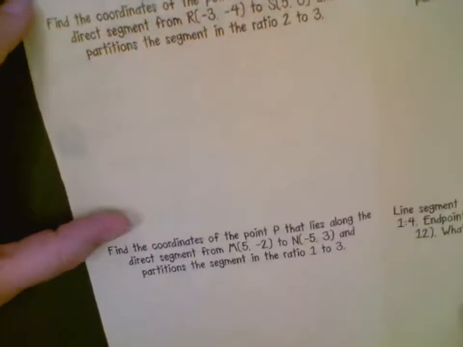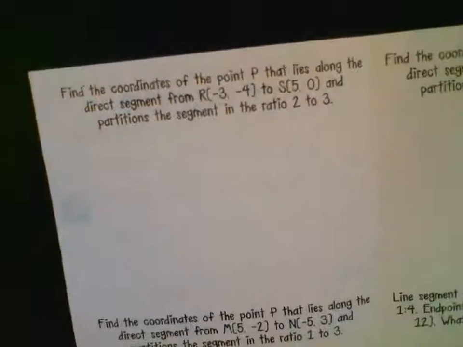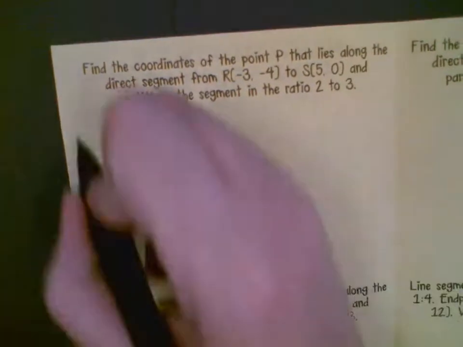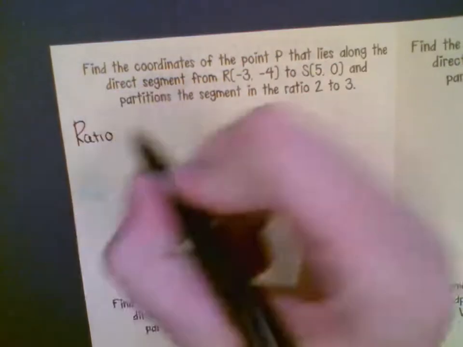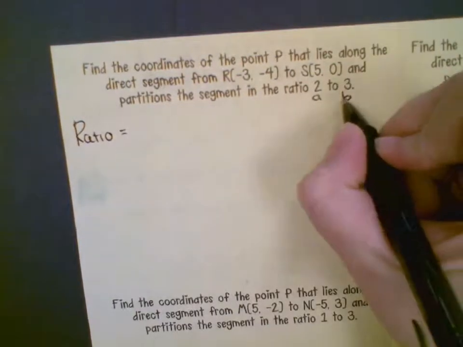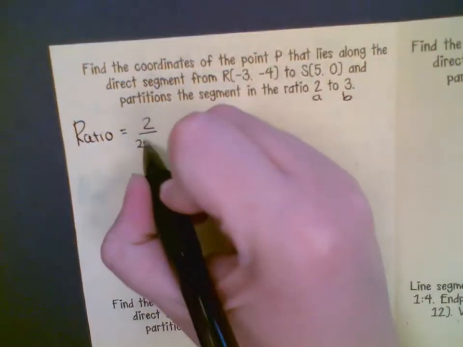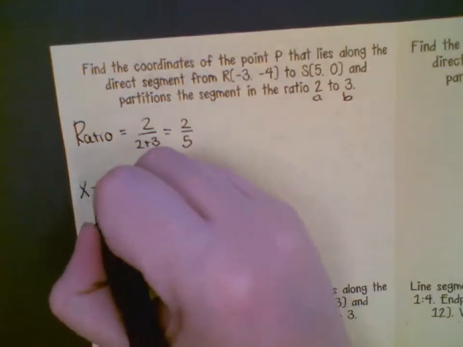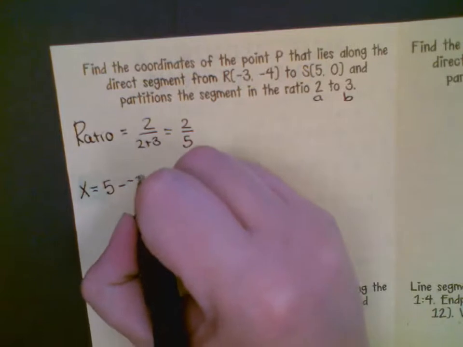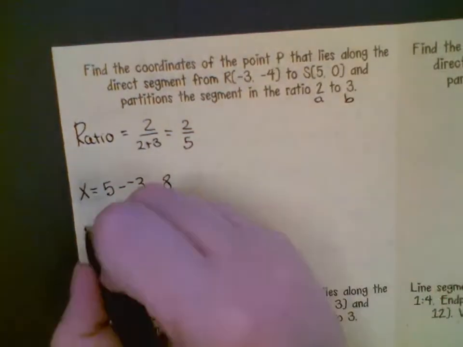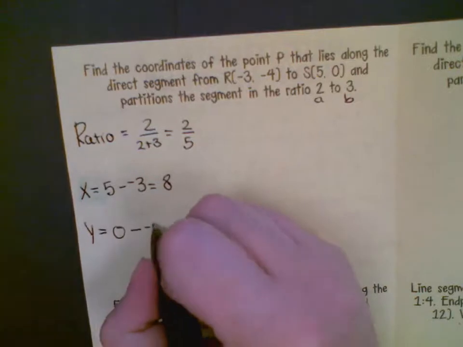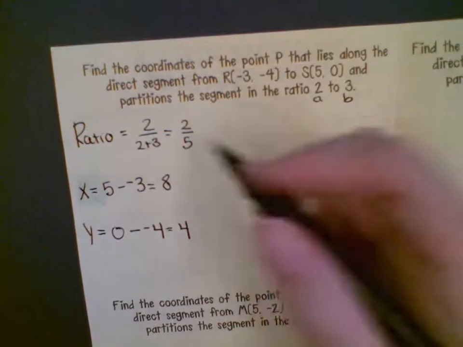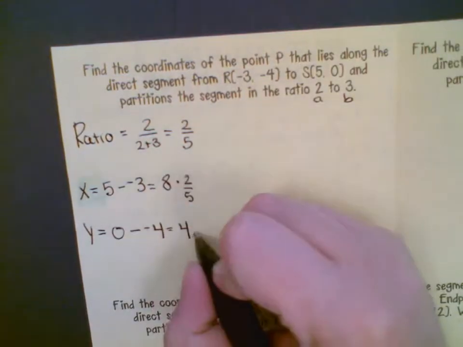Okay, so for this example, it says that we want to partition it so it splits 2 to 3. So our first step, we need to find our ratio. Our ratio is a over a plus b. So that'd be 2 to 5. We find our x coordinate difference, which would be 5 minus -3, so 8. We find our y coordinate difference, 0 minus -4, which is 4. And then we multiply these by our ratio. So times 2/5.